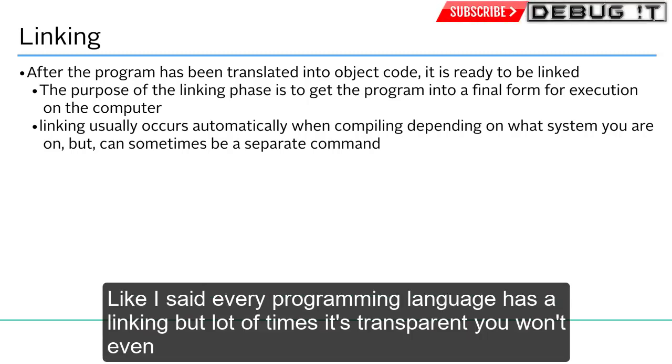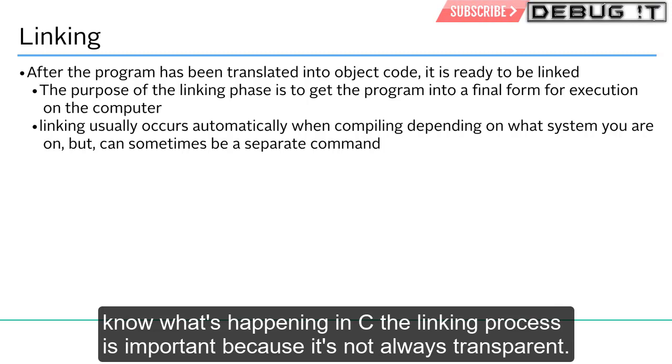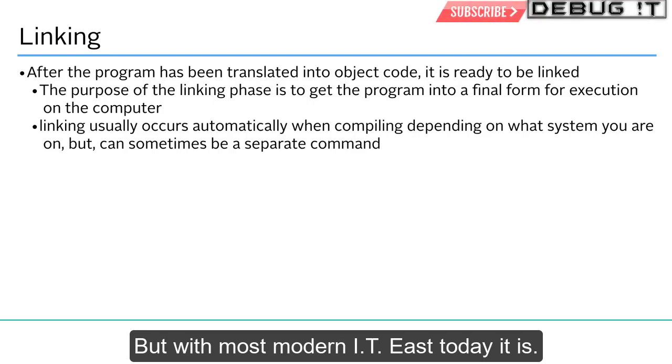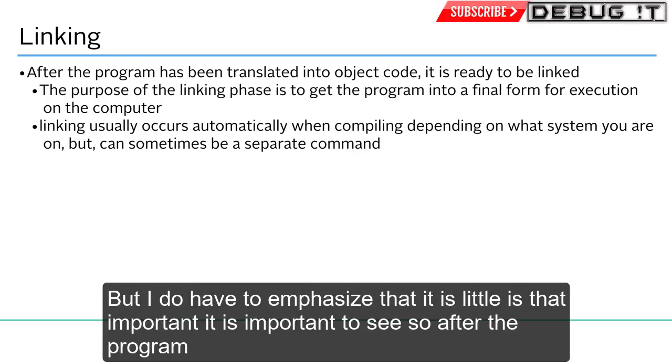Like I said, every programming language has a linking step, but a lot of times it's transparent. You won't even know what's happening. In C, the linking process is important because it's not always transparent. With most modern IDEs today, it is. But I do have to emphasize that it is important in C.